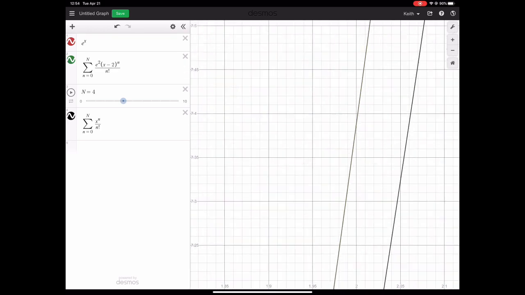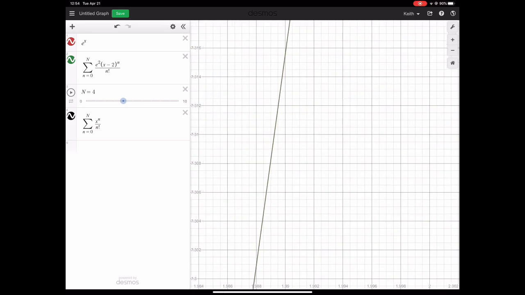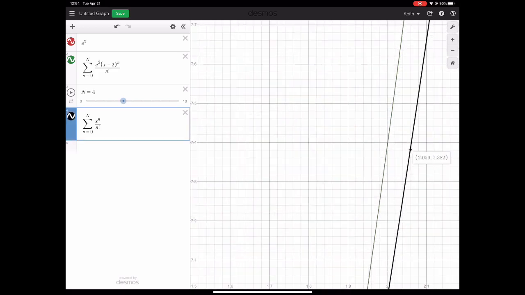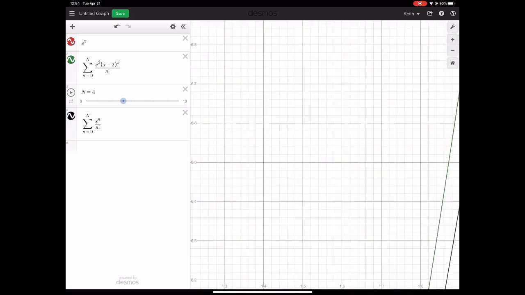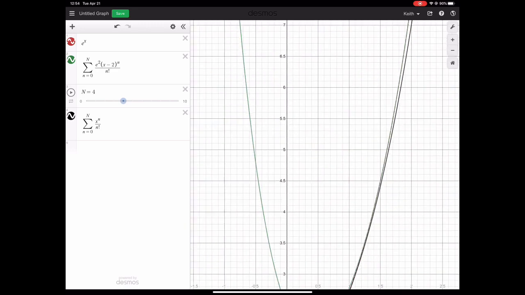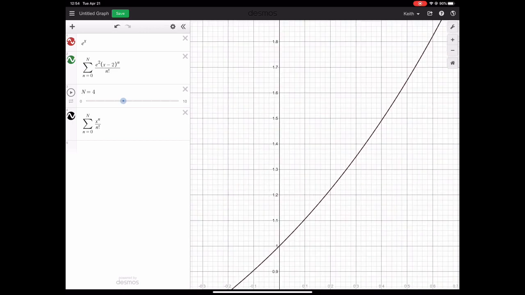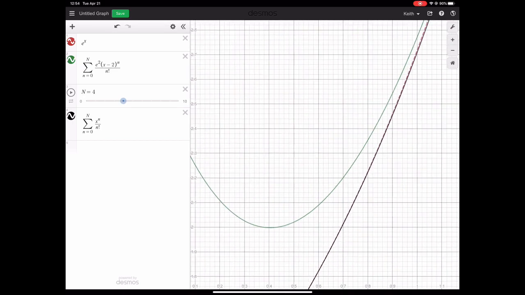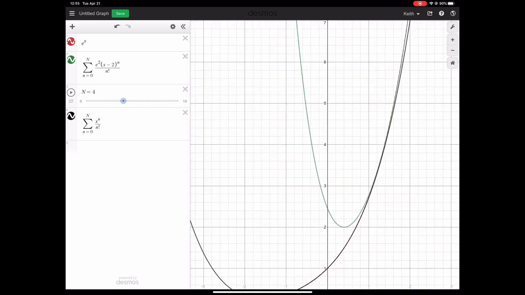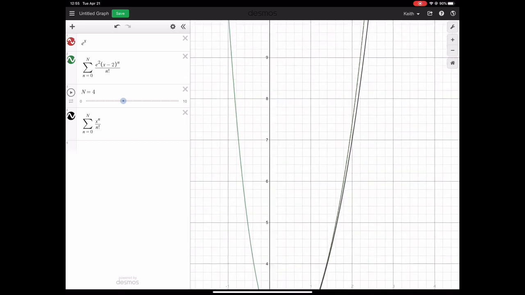At x equals 2, let's make this dotted or dashed. Yeah, so at x equals 2, the green one is a phenomenal approximation, even with only 4 terms. This is only 4 terms. And the black one is not a very good approximation at x equals 2. The black one's a good approximation at x equals 0, and the green one's a bad approximation at x equals 0. So basically what happens is as you add terms, both approximations get better, but the green approximation centered at 2 gets better very quickly around 2.